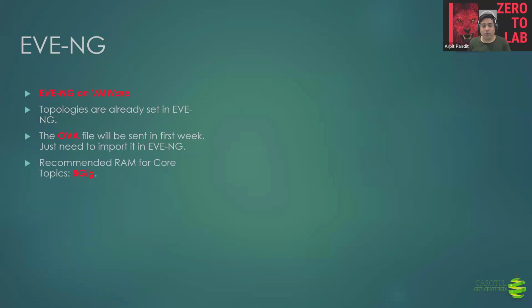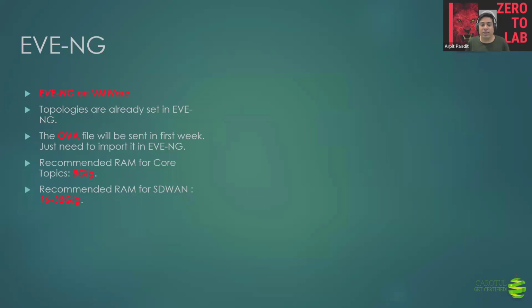Except SD-WAN. So SD-WAN, you will see it needs more RAM because we are using vManage, which requires a lot of resources. So for SD-WAN, we recommend 16 to 32 gig RAM. If you only have 8 gig RAM, you might see that it will be slower. I think you will still be able to do it on 8 gig RAM, but it will not be a smooth experience in that case.